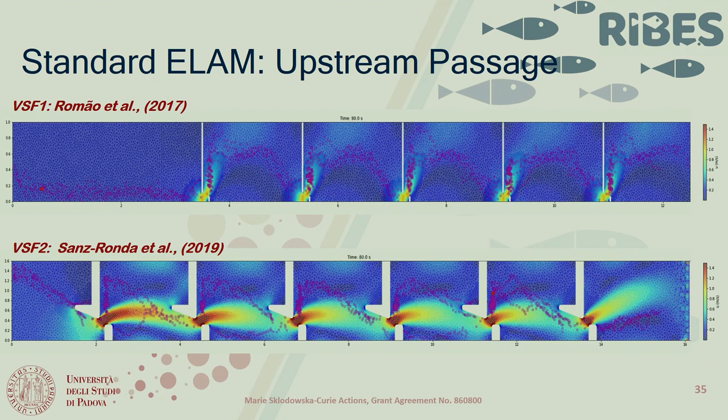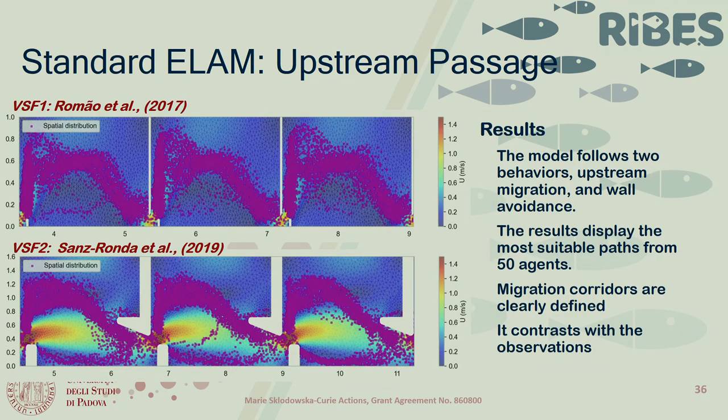This is the pattern that the fish will choose according to the parameters that we have stated. So this is how it looked after we performed several tests, but this is not realistic, at least for the Iberian barbel. So we discussed and we came up with a solution.